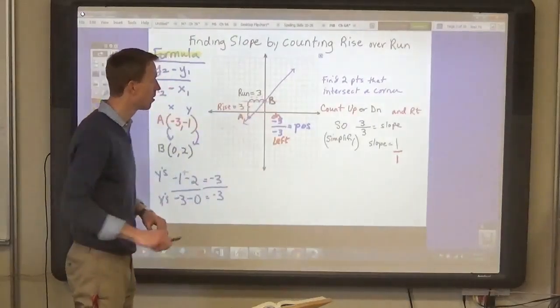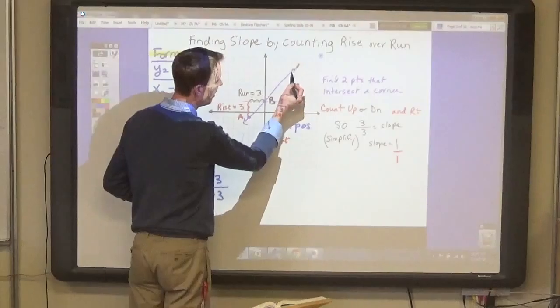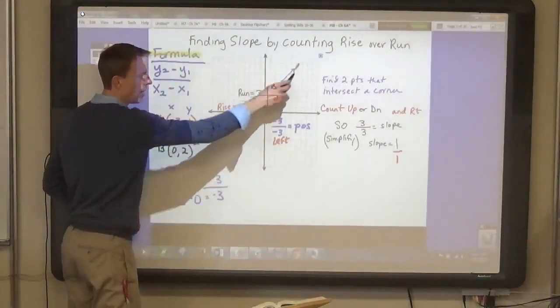Look, you notice on this graph, it always goes up 3 and over 3, up 3 and over 3, or up 1 and over 1, up 1 and over 1 as you're following the line. Okay?